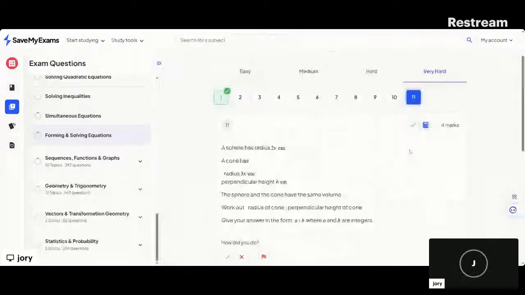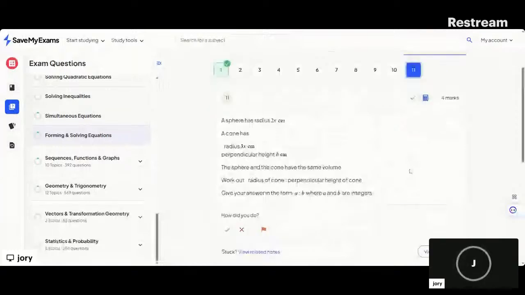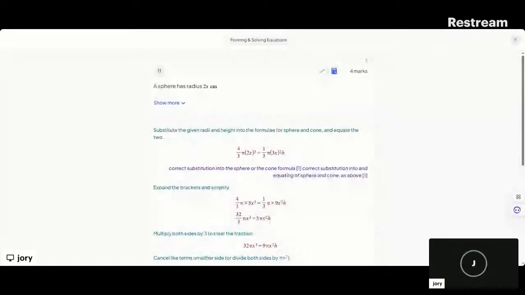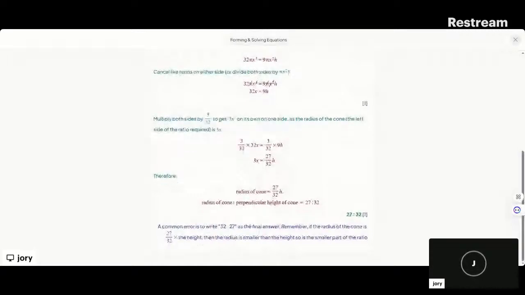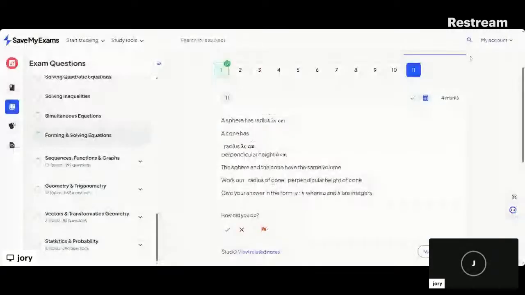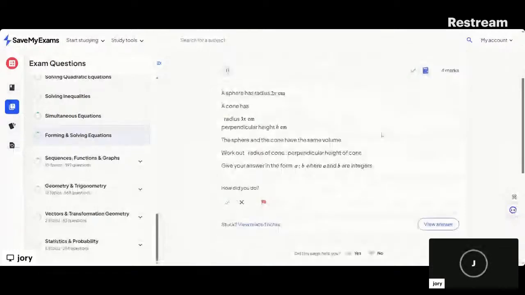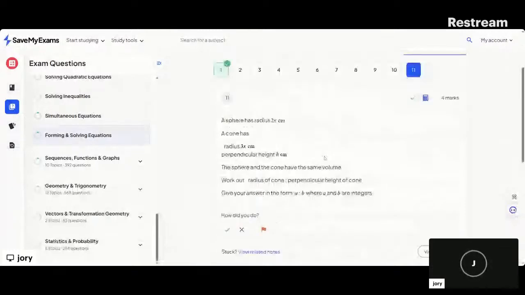A sphere has this radius. Wait, didn't we solve this? I think we solved this. Did we get it right? I don't think we got it right though. We did not get this right, but we did try to solve it. Okay, let's try to solve it again. Maybe we'll get it right this time.